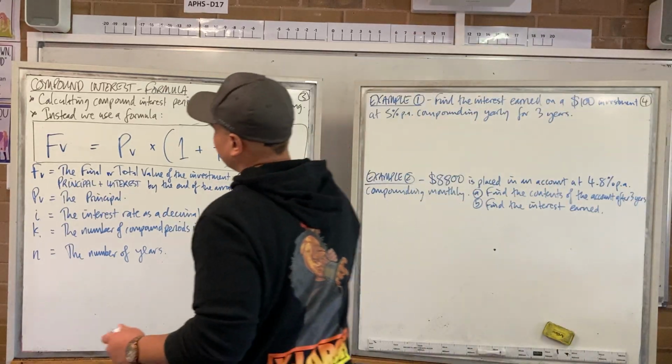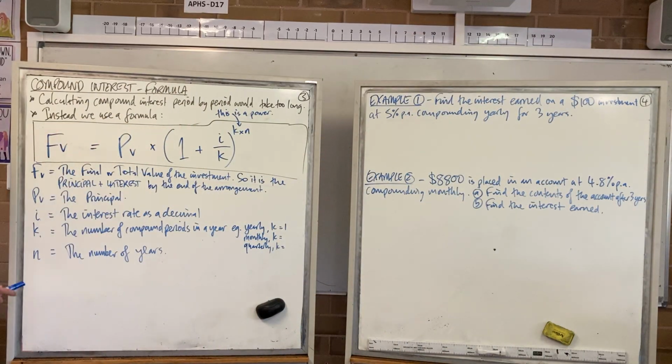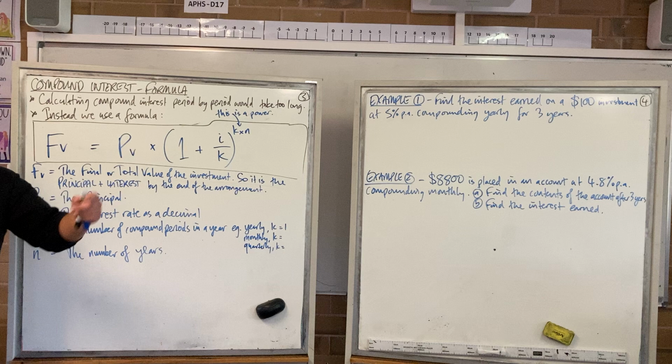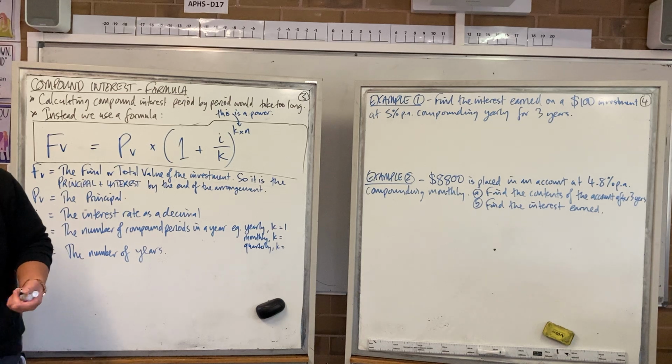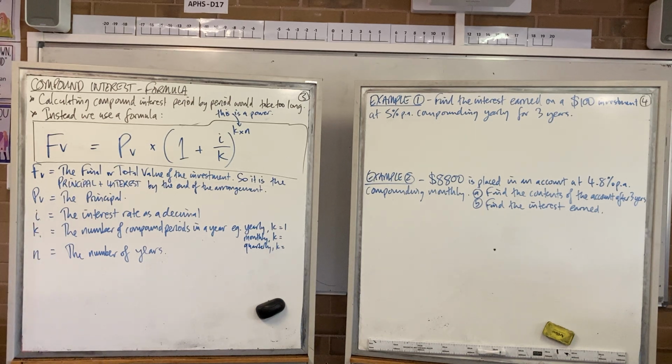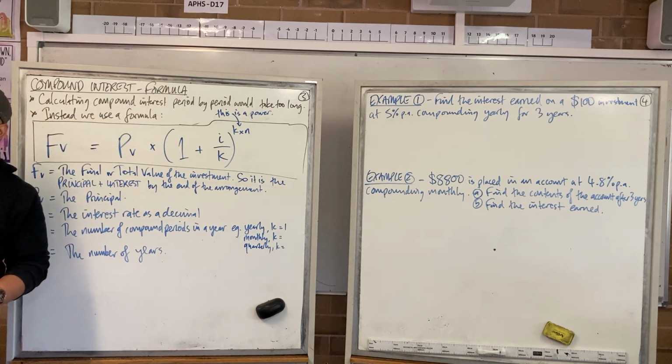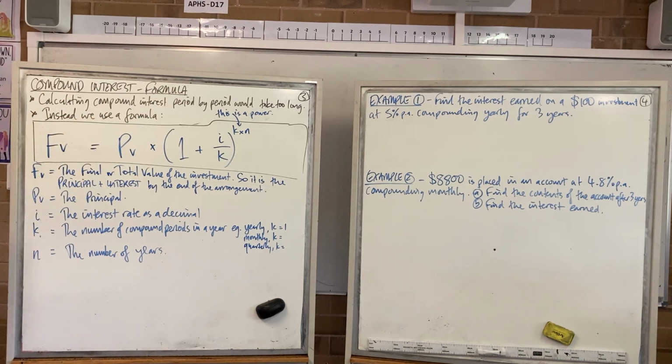Obviously, calculating compound interest year by year, how many different SI equals PRT calculations did we do on the previous board? 3. What if I was doing it for 3 years and it was compounding monthly? So how many months in a year? 12 times by 3 is 36. You do not have time to do that 36 times. Okay? So instead of doing it per period, that's taking too long, you're going to use a formula.